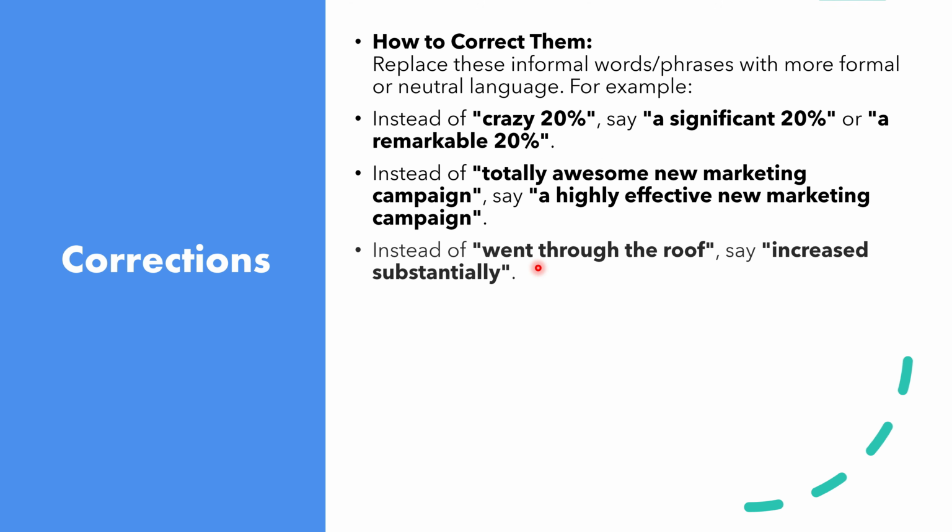And also, instead of saying went through the roof, which is a very famous idiom that maybe fits in the American or British environment, here you can say instead increased substantially. So the sales or the profits of the company increased substantially this year, a lot more compared to the last. So this is a very formal, academic way of talking about an increase, instead of saying this, which is very beautiful, but not in a report.